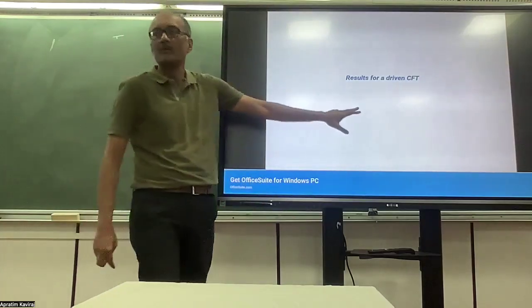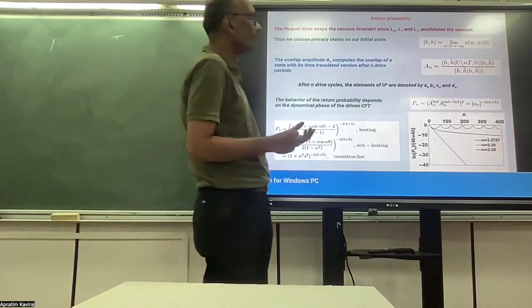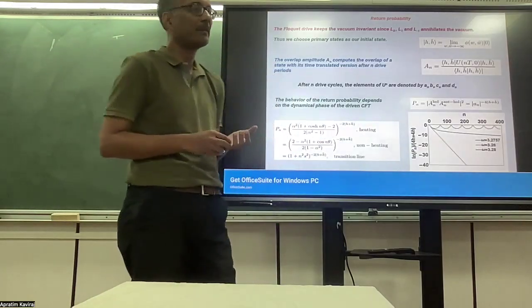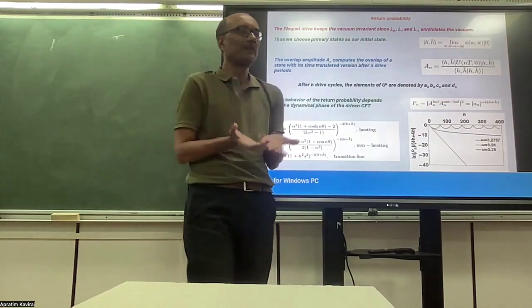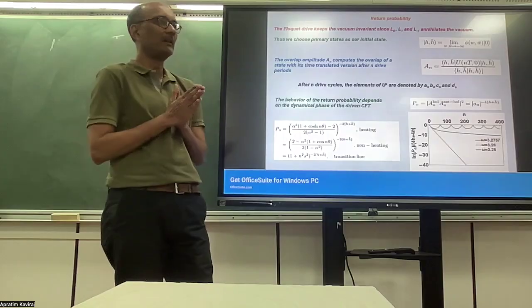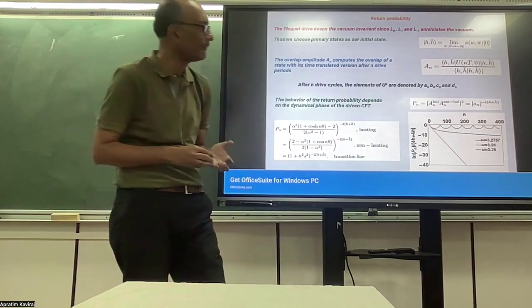Okay, so now I'm going to come to results. The first thing I'm going to compute is something that we do in the condensed matter community a lot, which is called the return probability, which says that I start from a given state, I drive it, and then I see what its overlap is with the initial state. That's the return probability.